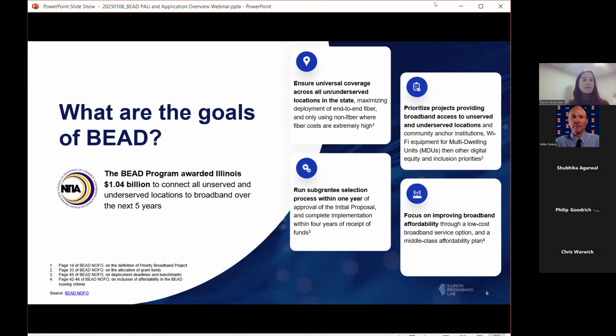We have essentially 5 years to do this. So 1 year to finish our subgrantee selection process and submit a final proposal to NTIA, and then 4 years for grantees to implement and deploy their funded broadband service. So we are very close to kicking off that first big phase of subgrantee selection. And with that, this is where we are on our standard timeline. So you can see we are here.